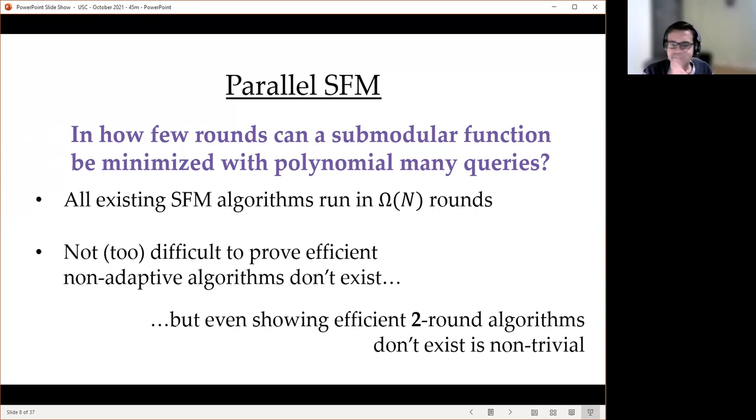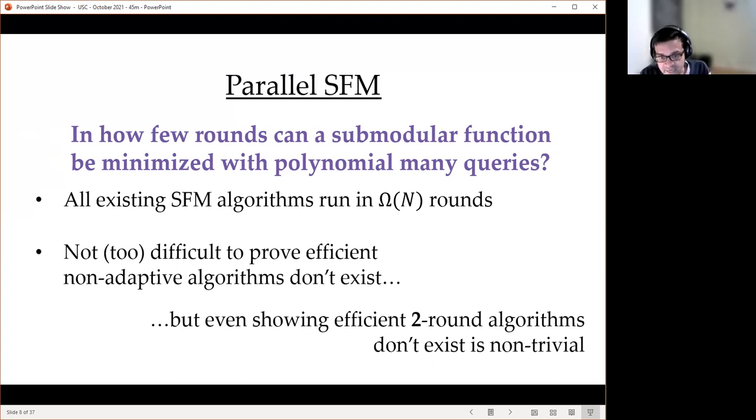But even showing that a 2-round algorithm does not exist, which makes polynomially many queries in each round, is not trivial. And it's not just in the submodular function minimization setting. In the general query access setting, saying that non-adaptive algorithms cannot exist is often much easier than showing that 2-round algorithms don't exist. Now, of course, that is true, but there's a qualitative difference between these two things. And maybe you can already feel that once you understand it, because the second round questions can depend on the answers to the first round. So this is a non-trivial question.